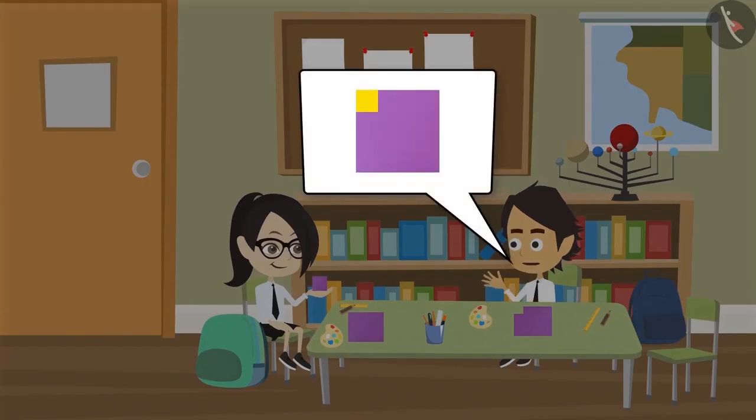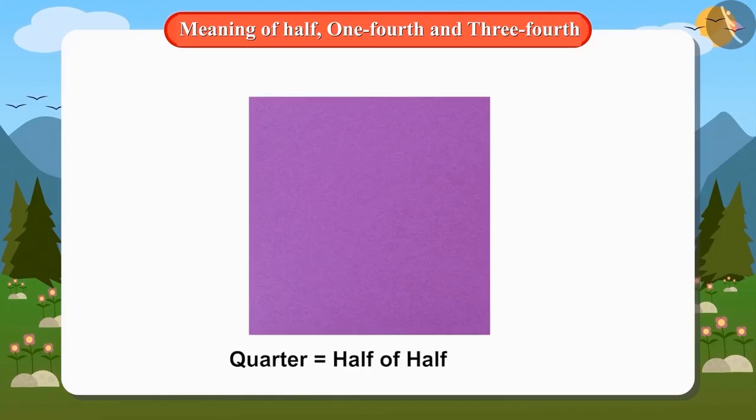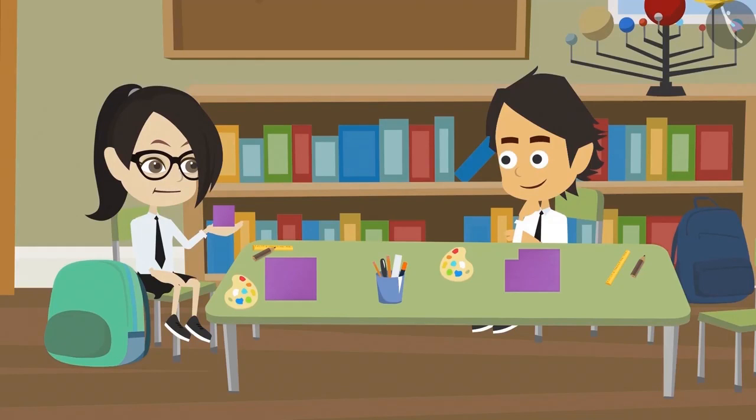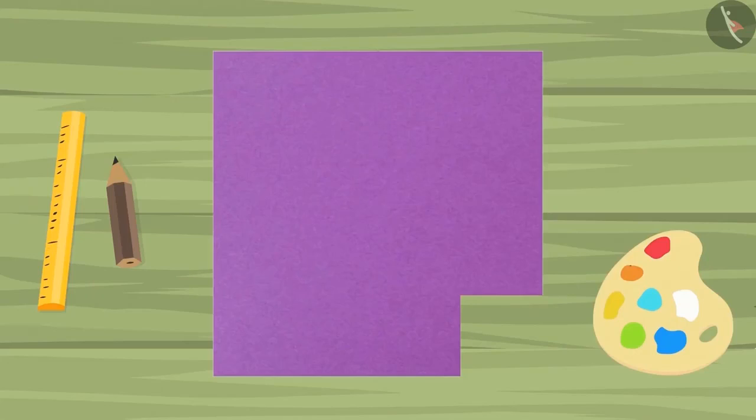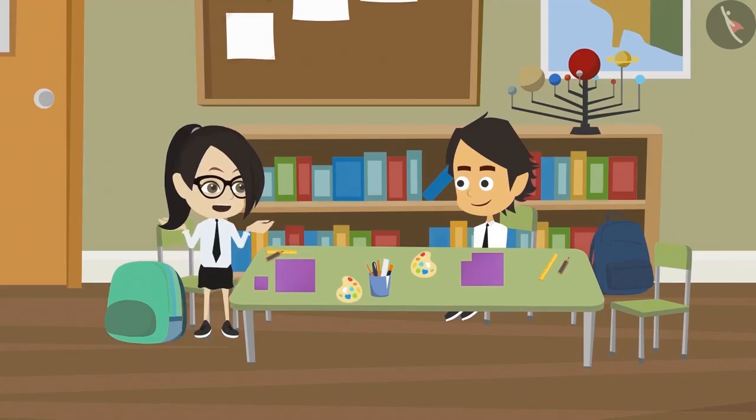It is 1/4. Quarter means half of half. Do you think that you have made half of half? Yes, Vandana. If you want, you can see it yourself. Oh, it's not a quarter. It is smaller than that. How did you divide this into quarter, Ayushman?